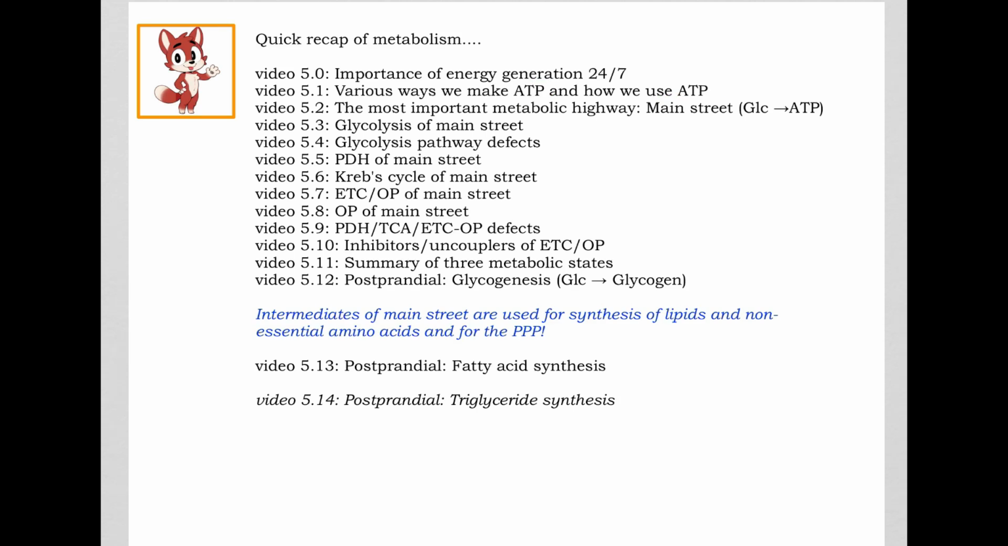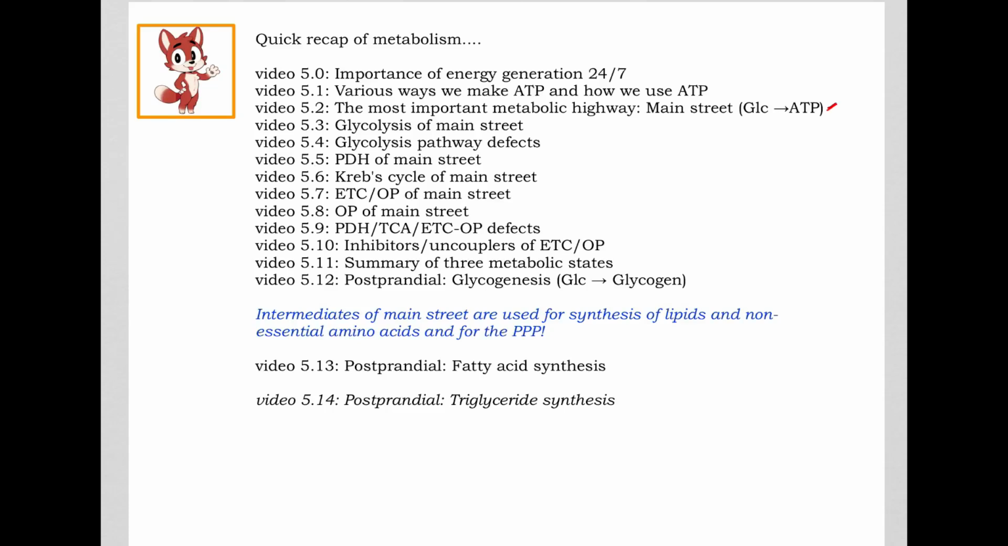In video 5.2, we explained why for humans the most important metabolic highway, the most important metabolic pathway, is what we call main street, and that's how we generate ATP from glucose, because glucose is the most important fuel as far as humans are concerned.